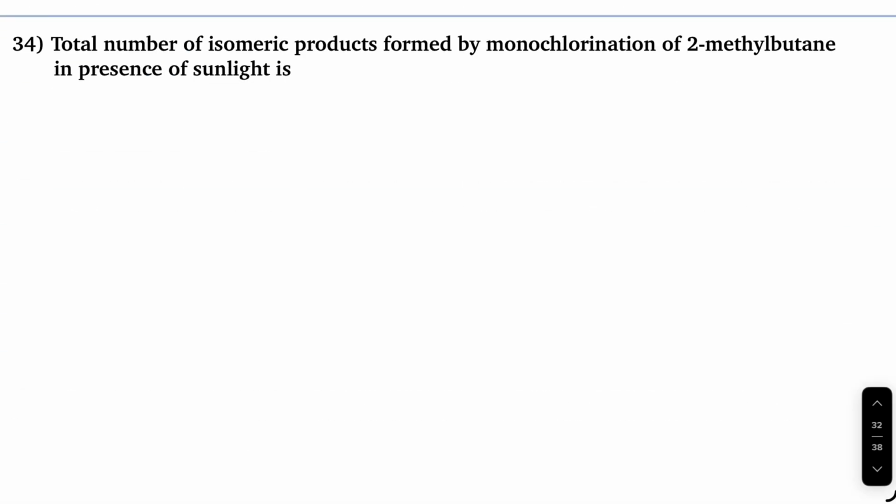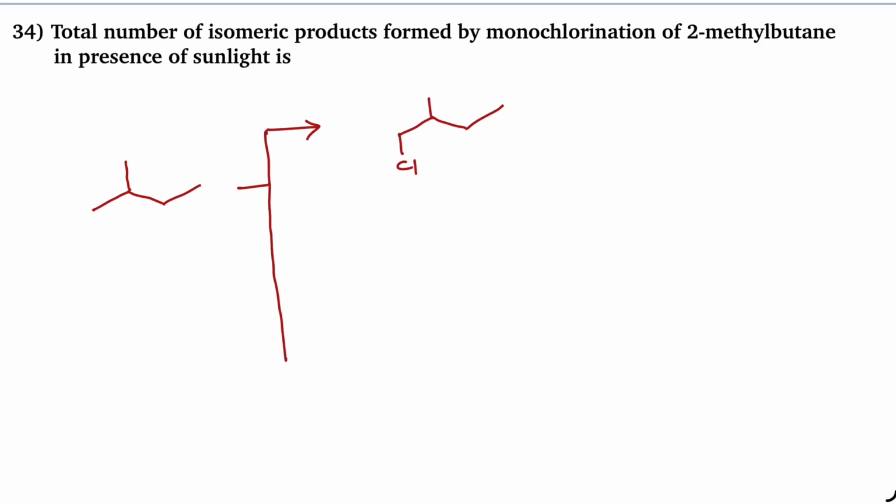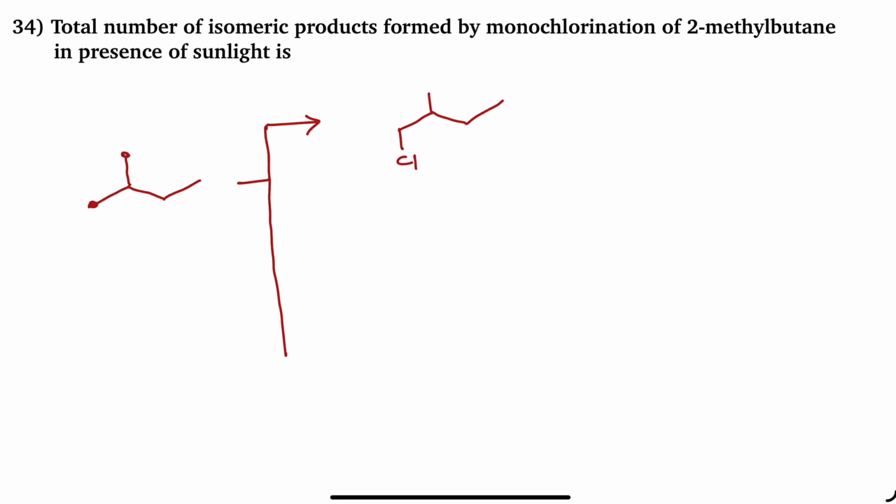The next one, total number of isomeric products formed by monochlorination of 2-methyl butane. This is 2-methyl butane and it is about monochlorination product, and I am not wasting time here. I am just writing the products directly. You can do here or here, the result is same.